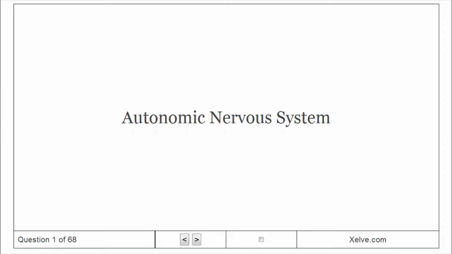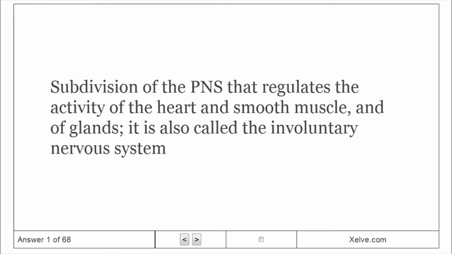Autonomic nervous system. Subdivision of the PNS that regulates the activity of the heart and smooth muscle, and of glands. It is also called the involuntary nervous system.